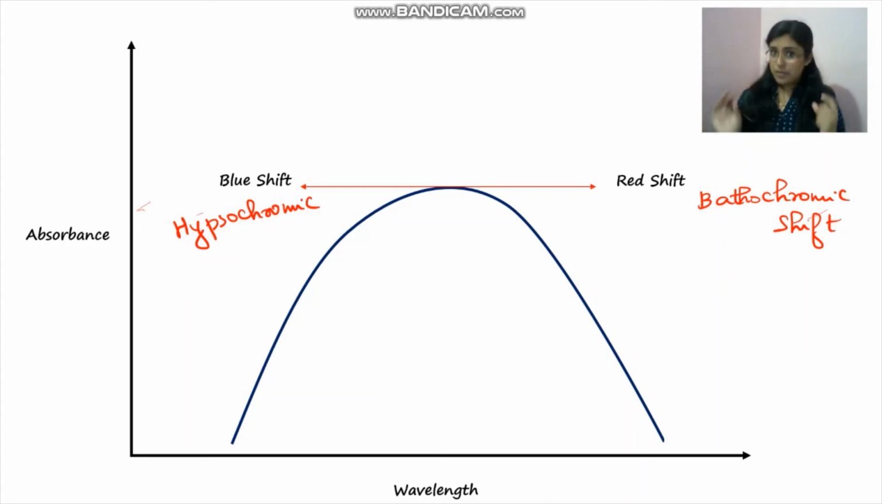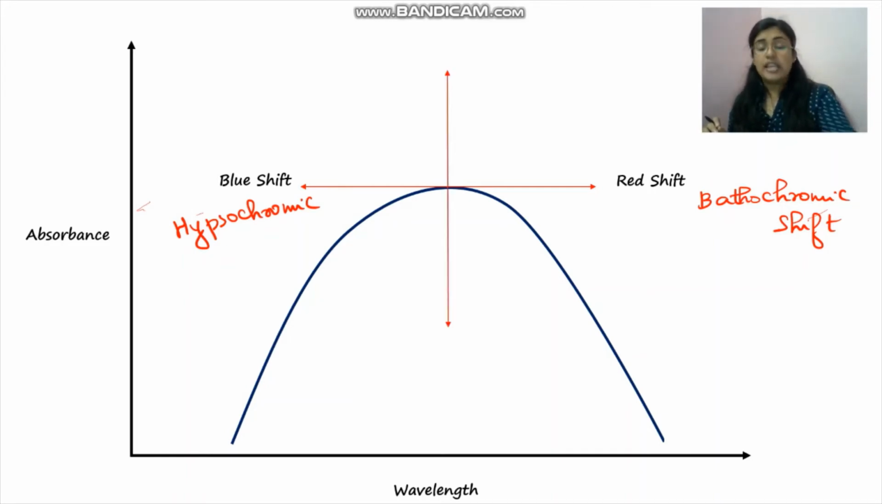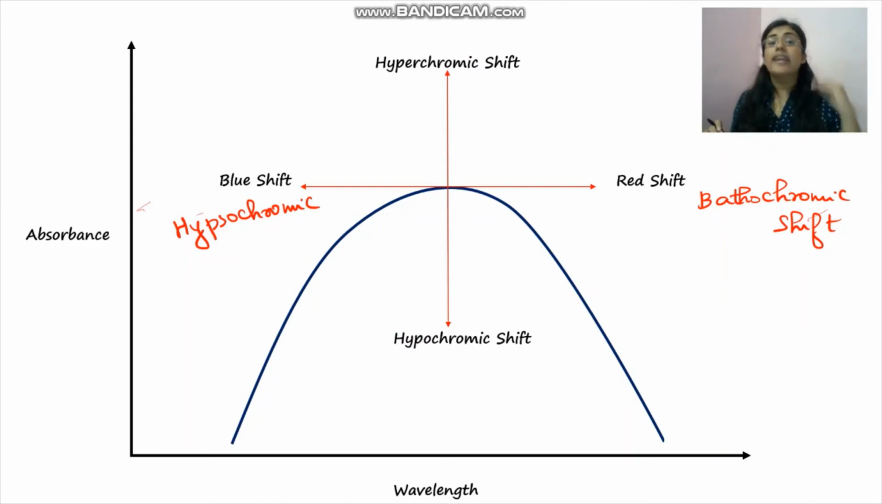Now, certain substituents have the ability to alter the absorbance also. They can increase or decrease the intensity of absorbance. So such groups can cause two types of shifts: one is the hyperchromic shift and the next one is the hypochromic shift. If my substituent brings about an increase in the intensity of absorbance, then it's a hyperchromic shift. And if my substituent causes a decrease in the absorbance intensity, then it is a hypochromic shift.